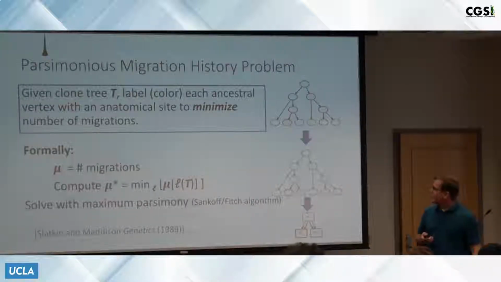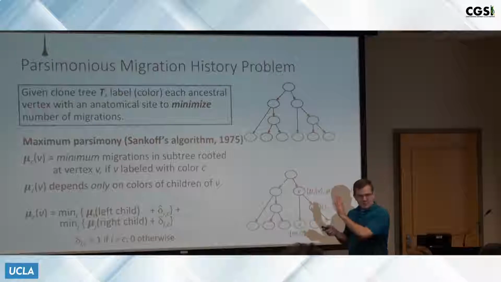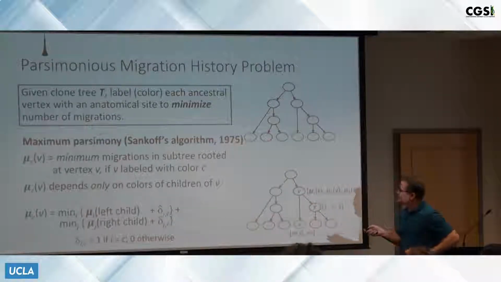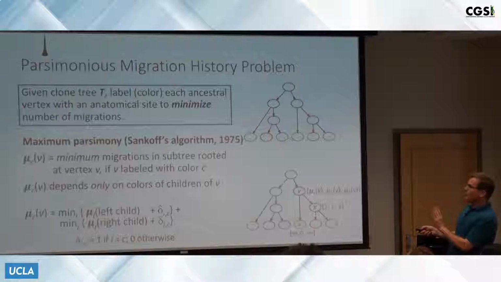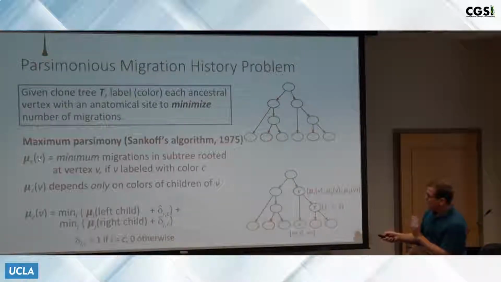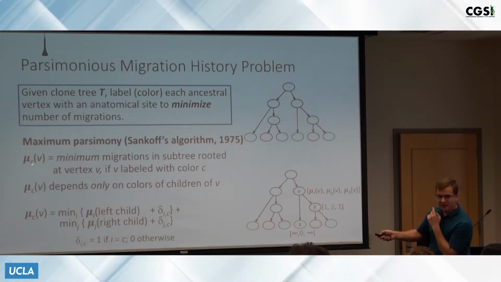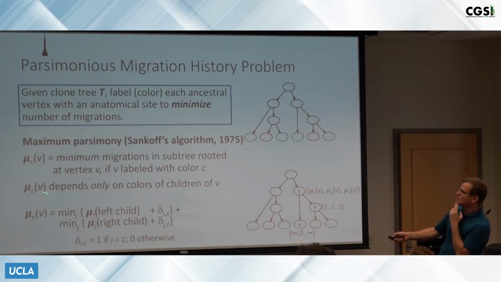I just want to show you this quickly because it'll be important for the next thing we're going to do. How does this algorithm work? Well, it's very simple. We're just assigning a color to each ancestral node to minimize the number of migrations. We keep track of the minimum number of migrations for a subtree rooted at a particular vertex, if I assign the color C. This best labeling of a particular node only depends on the color of the children, and so we can just percolate these measurements up.